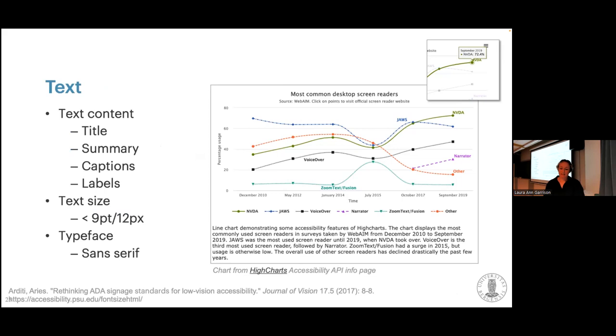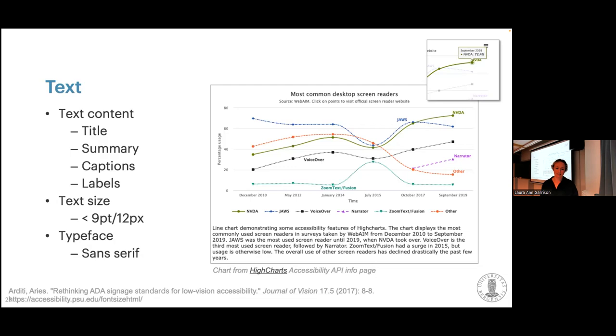And the last basic element I'll talk about here is text. So the way you ladder your text or the text that you include can help to establish a visual hierarchy that not only can be picked up by a screen reader, but also is easier for someone who has a cognitive disability to follow. So this includes title, having a good summary, having clear captions, having labels. So this visualization of common desktop screen readers by Highcharts is an example of a well constructed text setup.